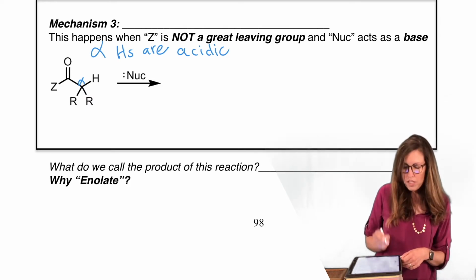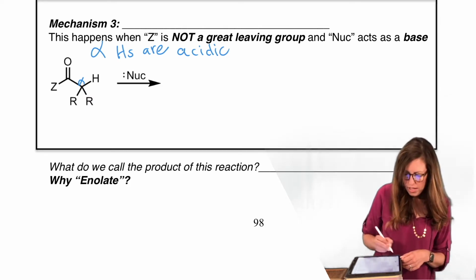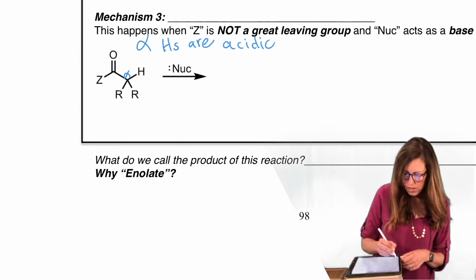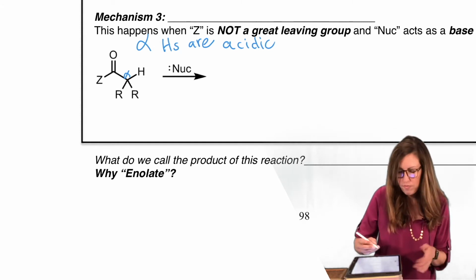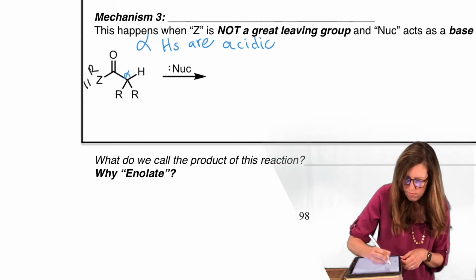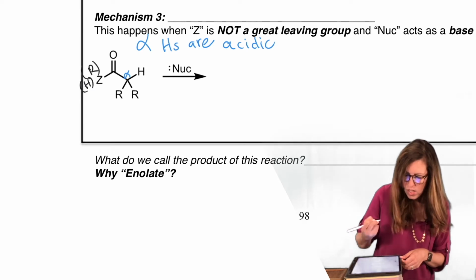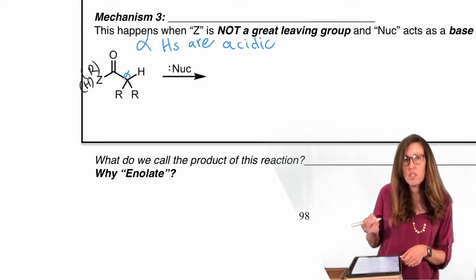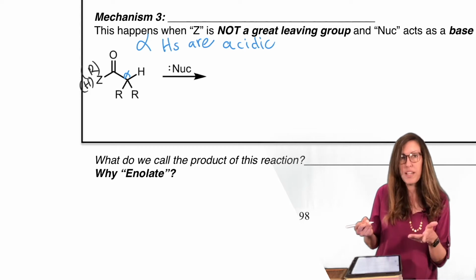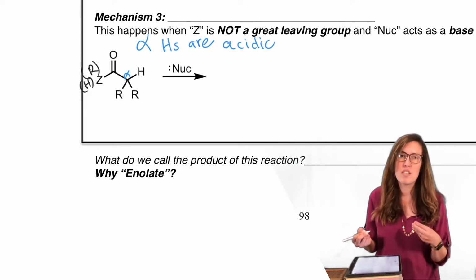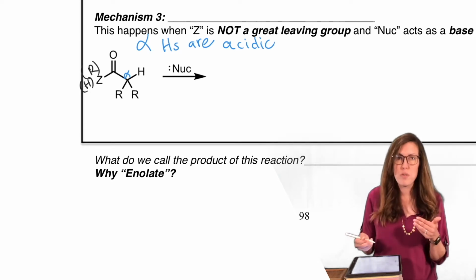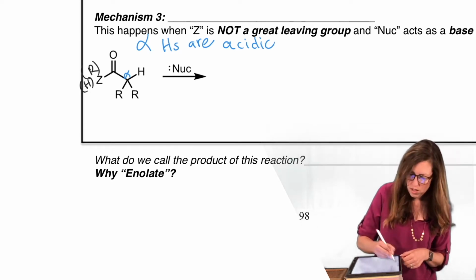So the specs for this reaction: we're going to say Z is not a good leaving group. Z is going to be R or H usually. And a nucleophile, as we know, can also act as a base. In fact, we will probably tailor it so that it's a better base than a nucleophile, because remember, you can do that. So let's call this a base.